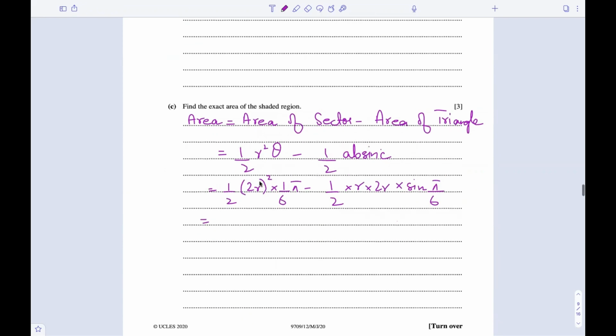So simplifying this, we get 4R squared pi upon 12, minus, this 2 will cancel with this 2, so this will become R squared, and sine of pi upon 6 is half. 4 and 12 will cancel, becomes 1 upon 3 pi R squared minus 1 upon 2 R squared. Taking R squared common, we get R squared bracket pi upon 3 minus 1 upon 2. So this is the area of the shaded region.